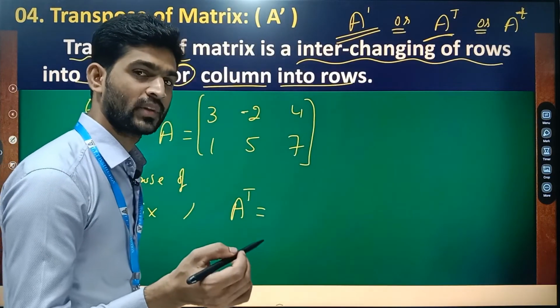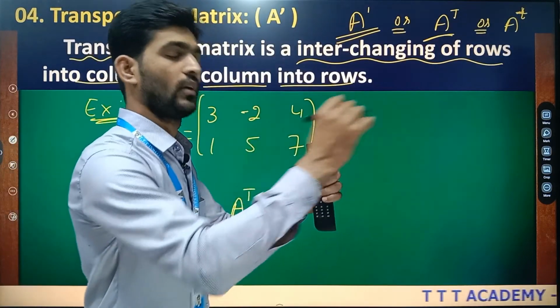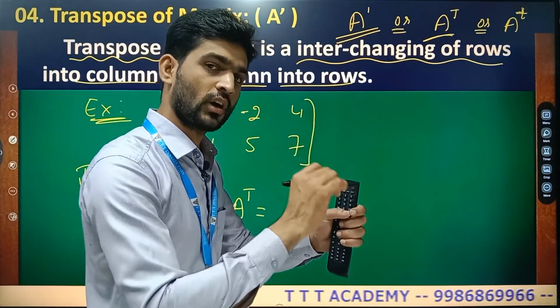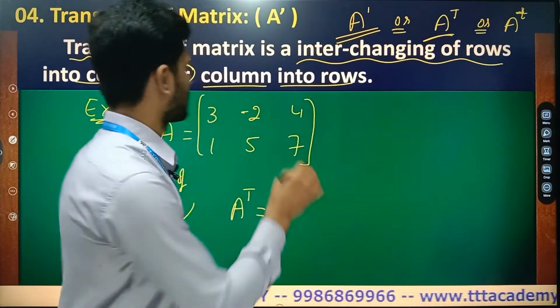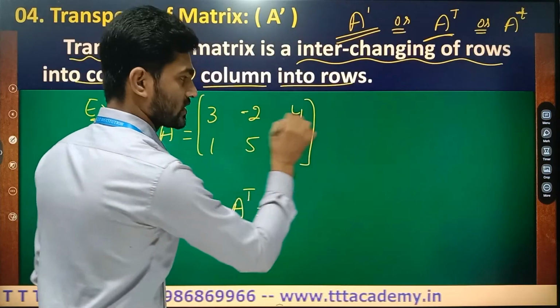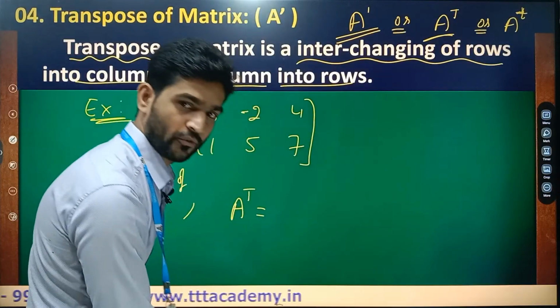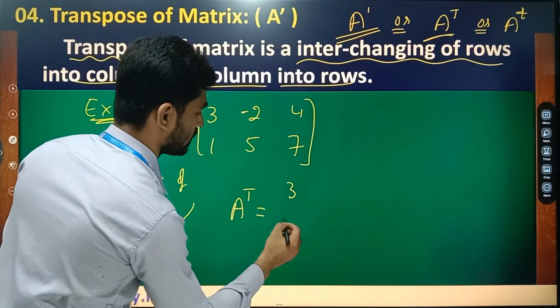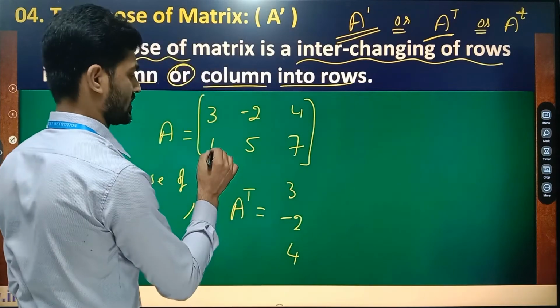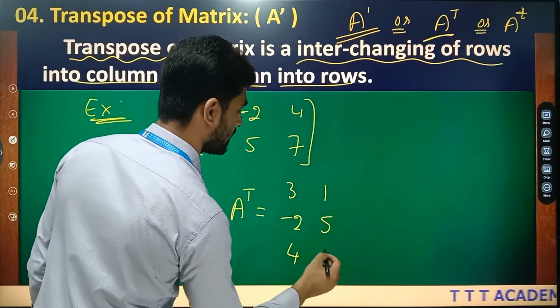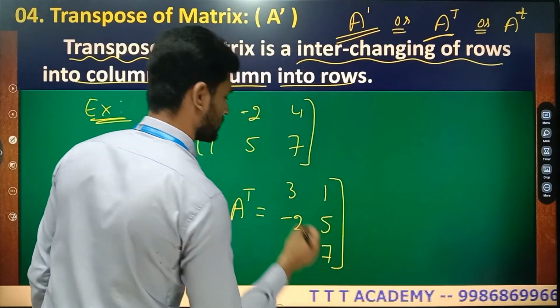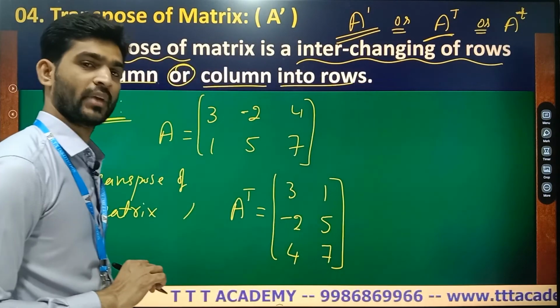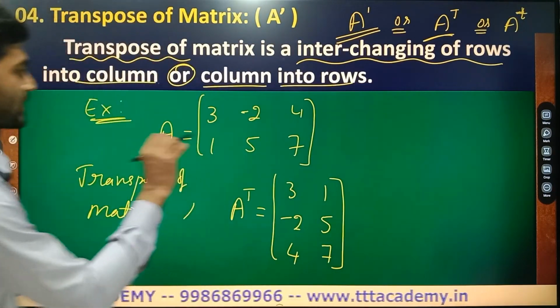What is the transpose? Transpose means interchanging of elements from row to column or column to rows. Observe here, the first row elements I am going to write in column way. That means 3, minus 2, 4. Next is 1, 5, 7. This is the transpose of a matrix. I hope it's clear.